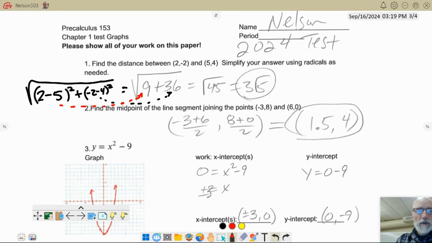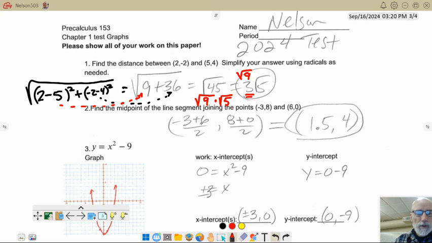9 and 36 makes 45, and then 45 is the same thing as the square root of 9 times the square root of 5, right? Square root of 45 is those two multiplied together. So the square root of 9 is 3. That's how I get the 3 right there, right? That's the same thing as the square root of 9. And we don't know without using a calculator what the square root of 5 is. That's why we leave the square root of 5 alone.